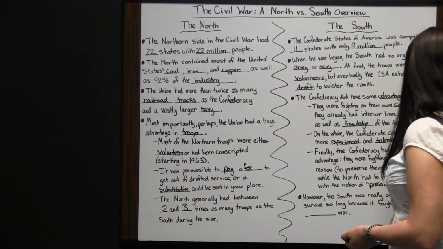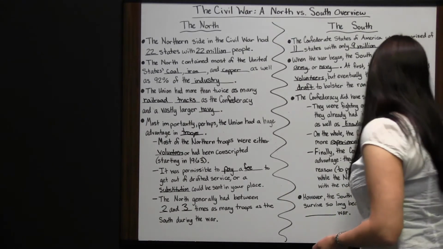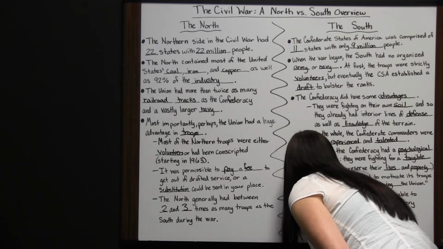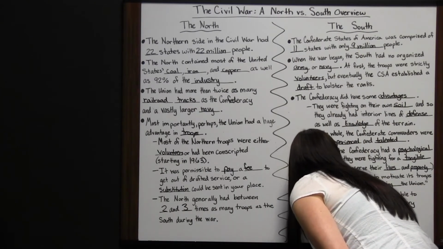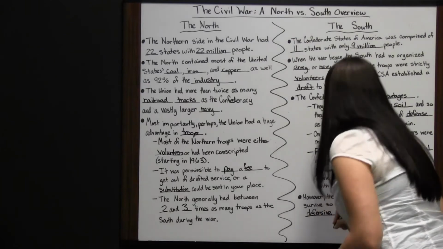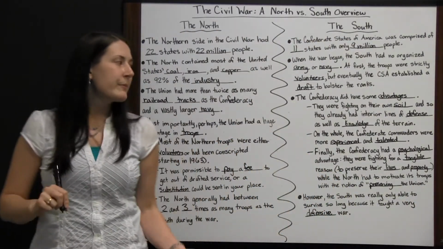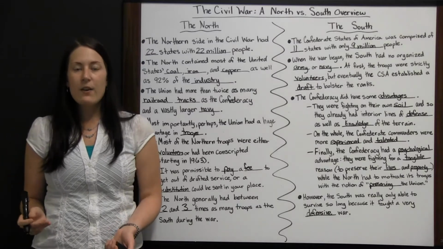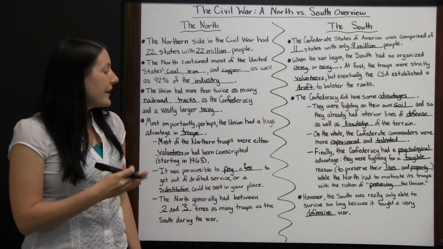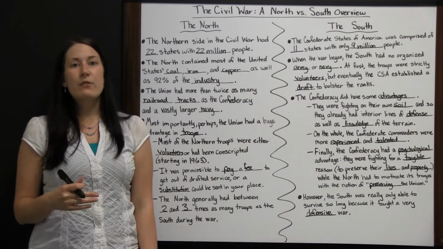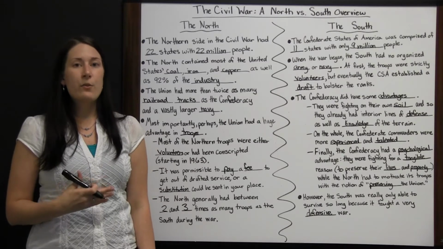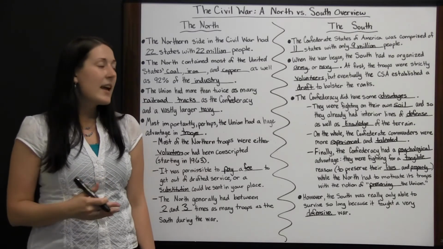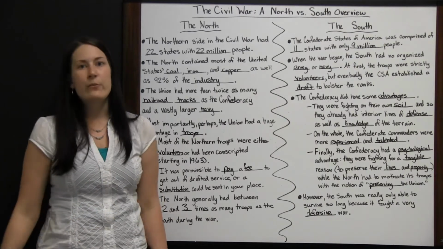However, the South was really only able to survive so long because it fought a very defensive war. So they did have those interior lines of defense. They had those commanders who were more experienced and talented and knew what would work best for the South with its smaller number of troops. And so the South was able to make the Civil War last a lot longer than the North originally thought that it would last. And that's because it fought a very defensive war.